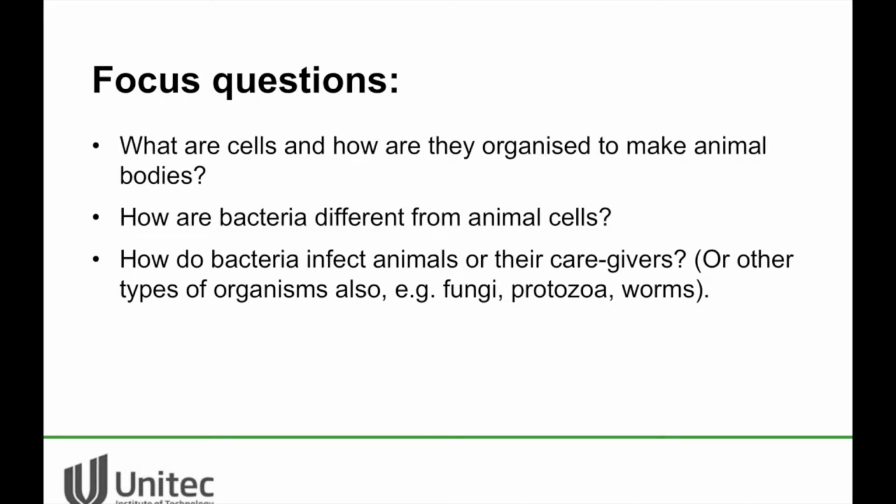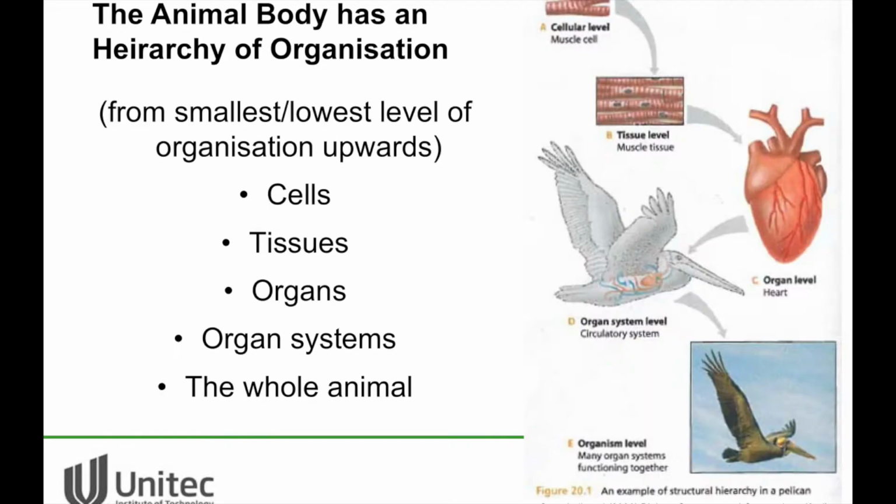Here's some questions that you might think about, and people have used these questions for writing assignments. What are cells and how are they organized to make animal bodies? How are bacteria different from animal cells? How do bacteria infect animals or their caregivers? Or other types of organisms also, such as fungi, protozoa and worms. So they're all basically infectious. Fungi, protozoa and worms can also infect animals and their caregivers. We'll talk about that a bit later.